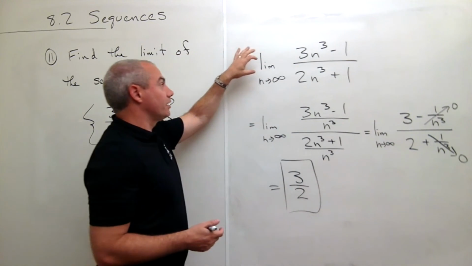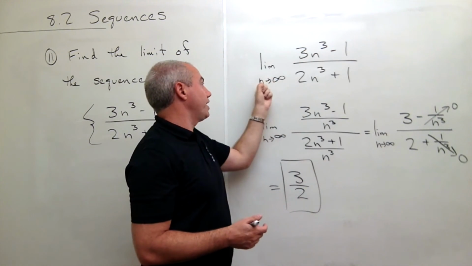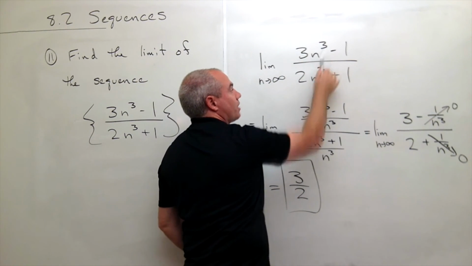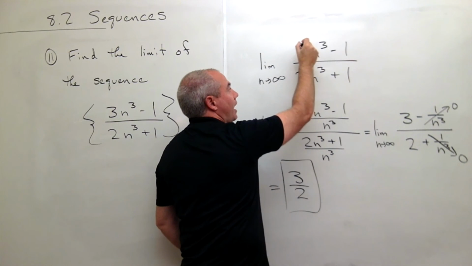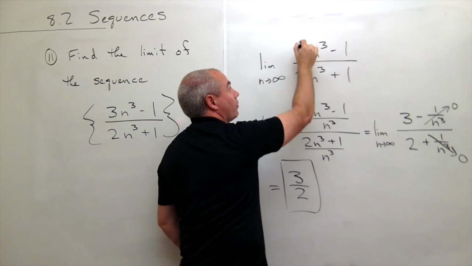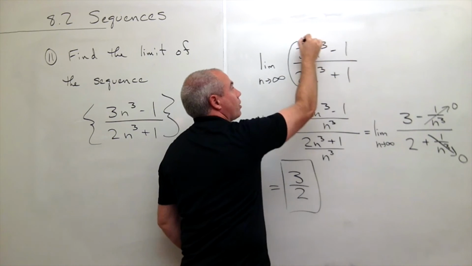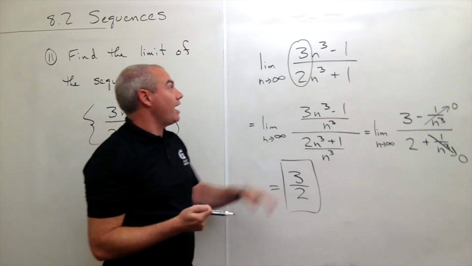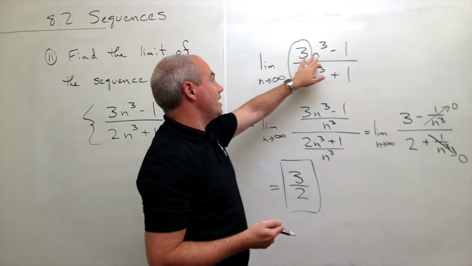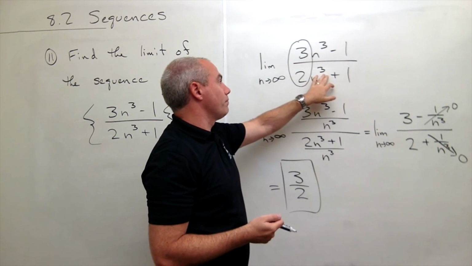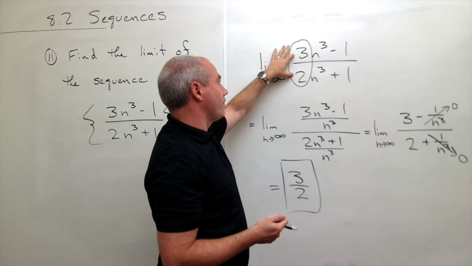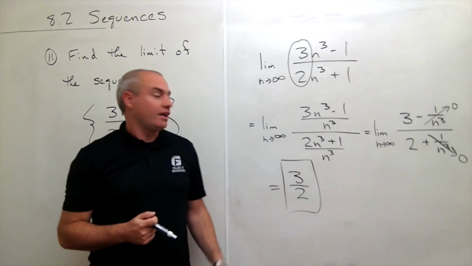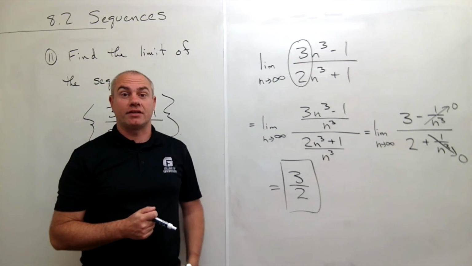And we know that for the limit of a rational function as n goes to infinity, if the highest power of n is the same on the top and on the bottom, then I can just take the coefficients out in front of those highest power terms and get my answer. So since n cubed is on top and n cubed is on bottom, the coefficients out in front, 3 over 2, that's just the answer to the limit. And that's the shortcut way of getting to this answer.